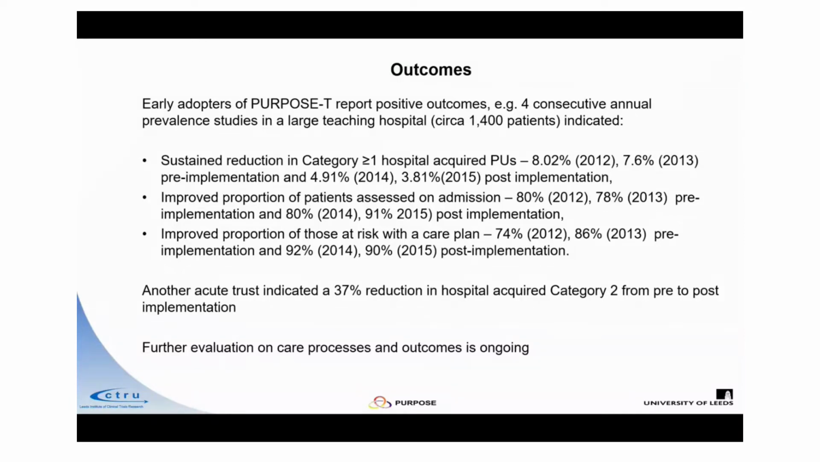But certainly there seems to have been an improved proportion of patients assessed on admission, and improved proportion of those at risk with a care plan. So there's something about prompting those processes of care. Another acute trust indicated that they got a 37% reduction in hospital-acquired category 2 from pre to post-op, but ultimately we do need to look at more robust research that looks at care processes and outcomes, and that is ongoing work.